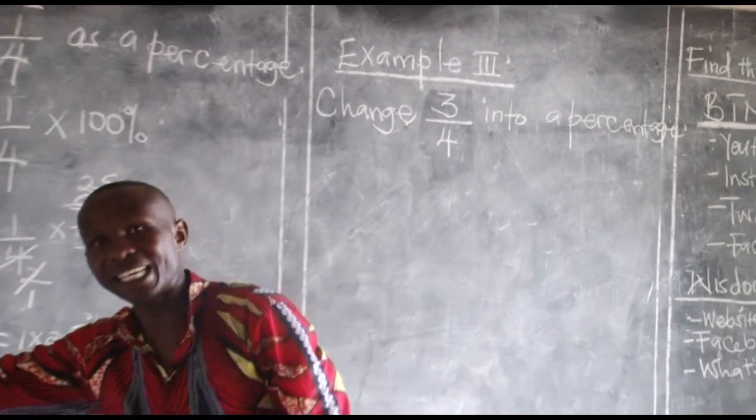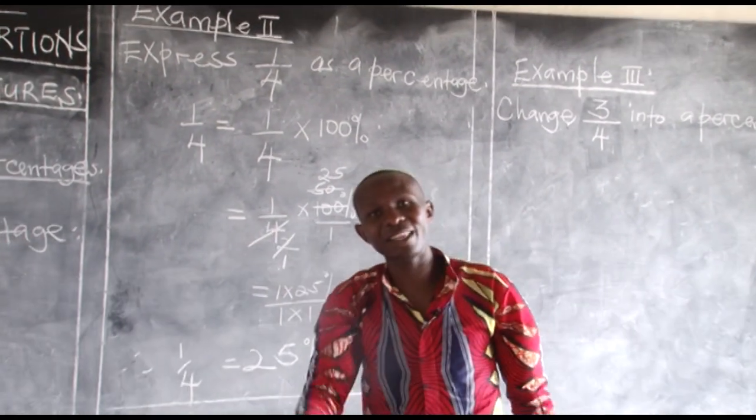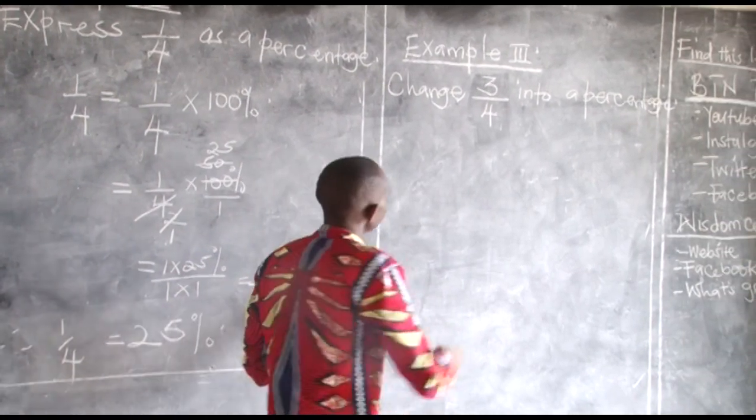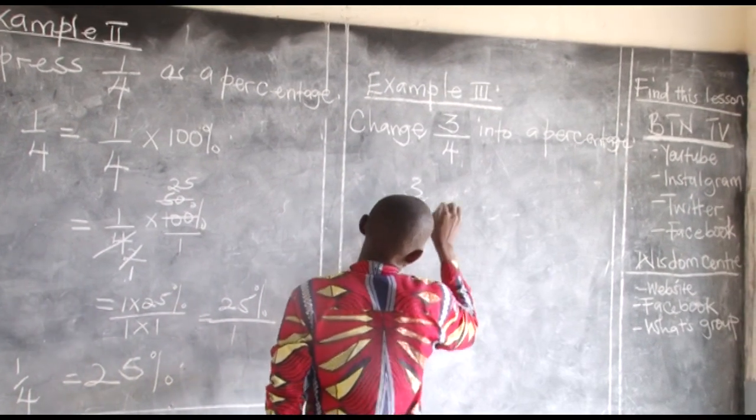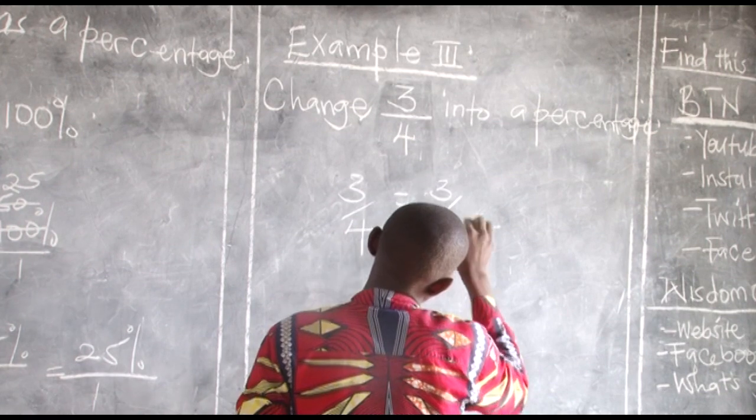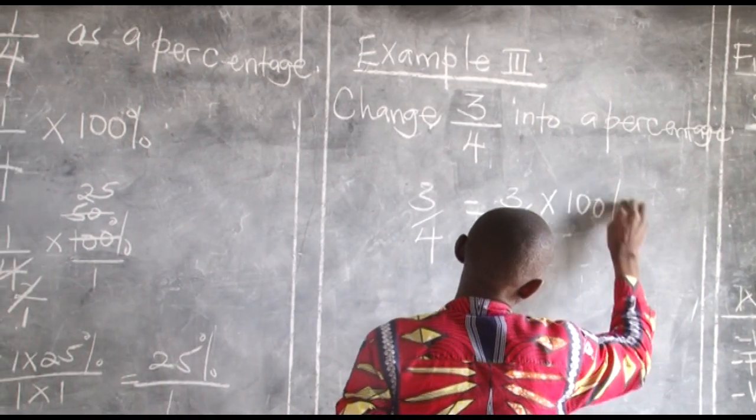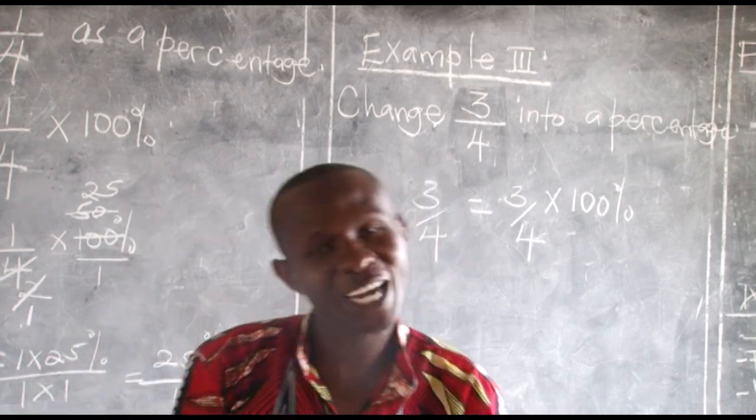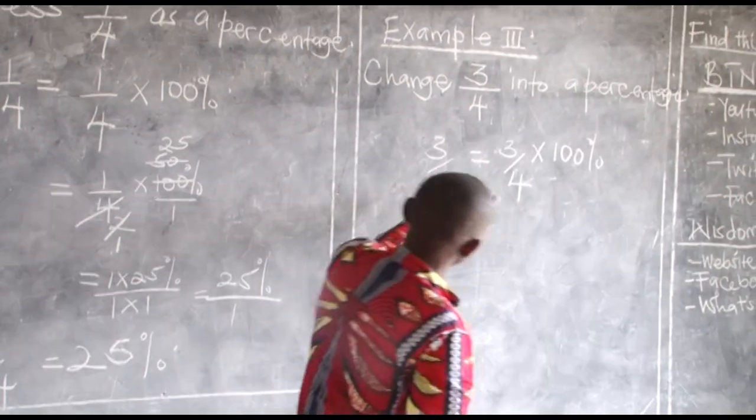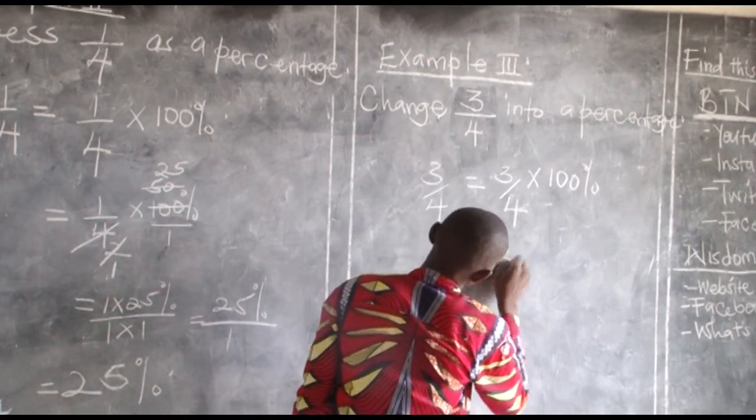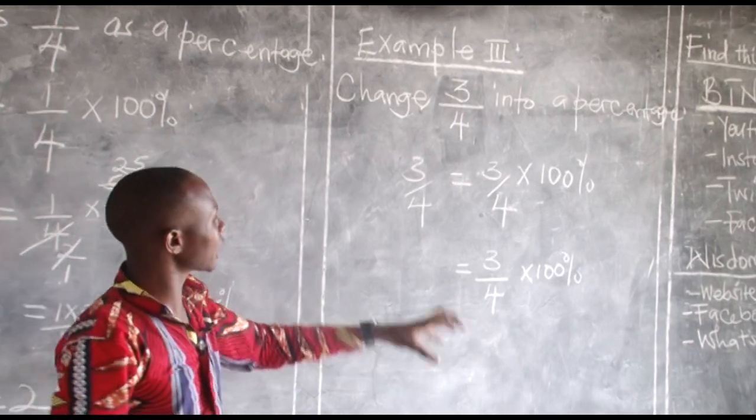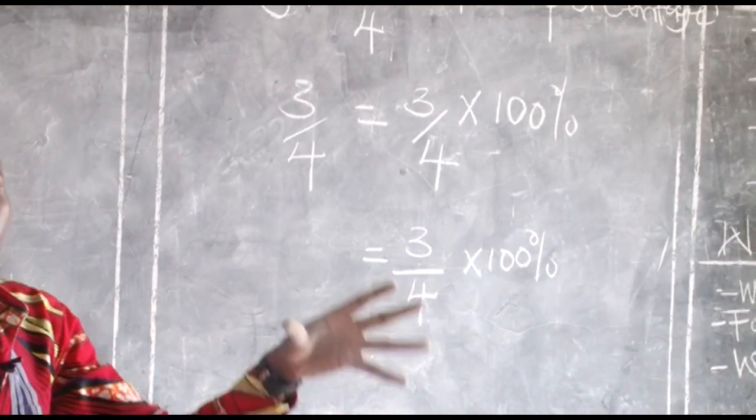Just like we have been following the first example, the second example, we are going to use the same method to find out the percentage of 3 out of 4. We shall get the given fraction, which is 3 out of 4, times the original percentage, which is 100%. Why do we multiply with 100%? Because we are converting everything into percentage. Okay? So let's continue to the next step. I'll say 3 out of 4 times 100%. We are now converting this into percentage. We want everything to be in percentage.